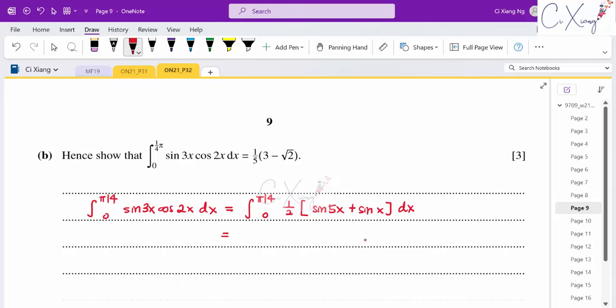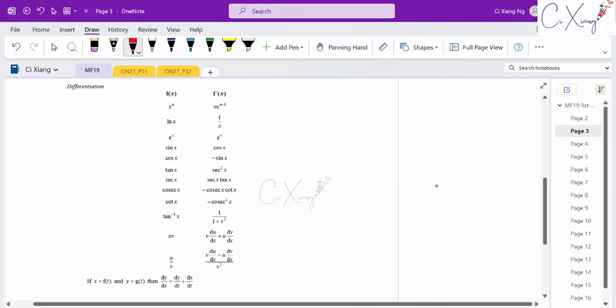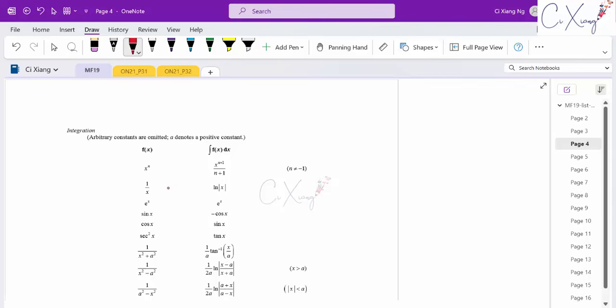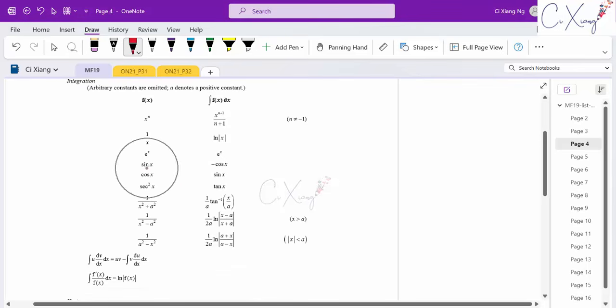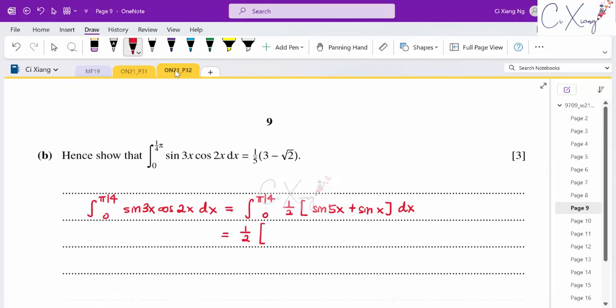Okay, so half is a constant. So for me, my practice is I prefer to take out the constant half. Then I want to integrate the term inside the integration here. Integrate sine 5x. Integrate sine, you will get negative cos. So just in case you already forget the formula, you can always refer back to the formula provided in MF19. All right, so you can see from here, integrate sine, you will get negative cos. But of course, this is just a very basic formula. You have to understand the detailed process when you integrate it.